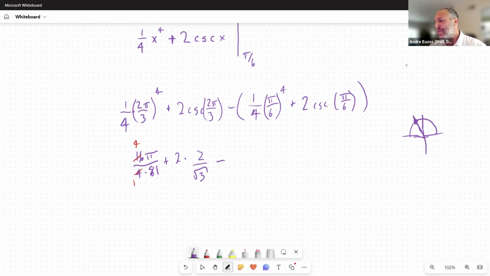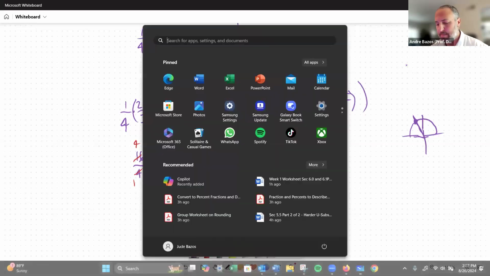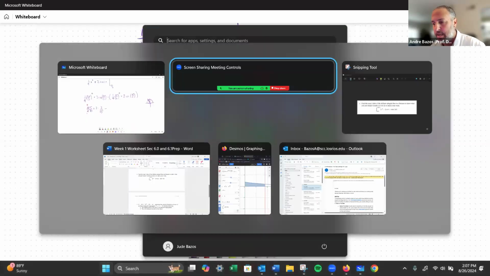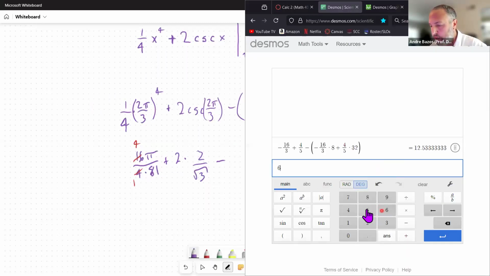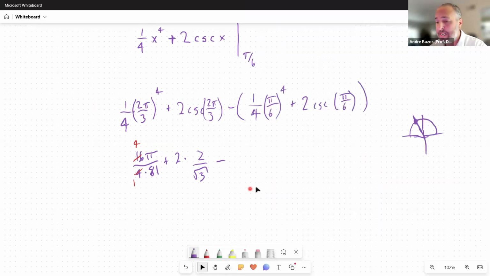What is 2 to the 4th power? Let's go to Desmos, tab, there it is. Desmos Scientific Calculator. This is my previous one. 6 to the 4th power is 1296. So we got 1 pi to the 4th.